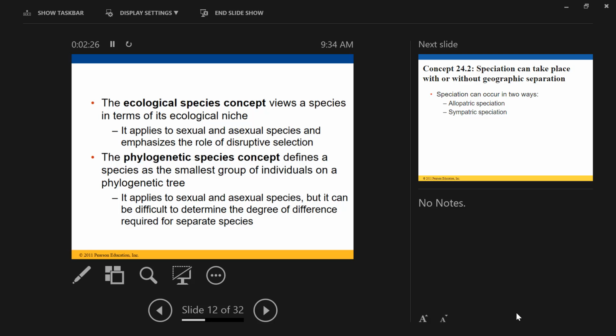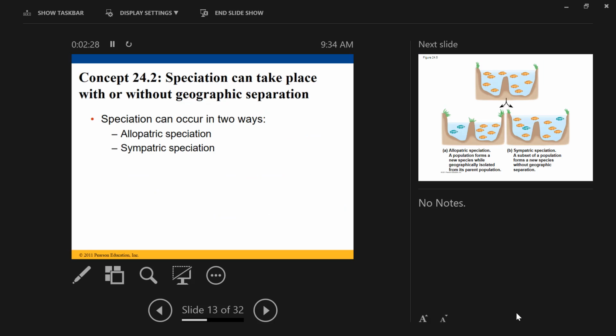All right. So then the question is, and this is the last main part of 24 that we're going to deal with, how do we generate these barriers? We talked about how they may be behaviorally isolated, temporally isolated, or have isolated habitats. But how do you actually generate those barriers?